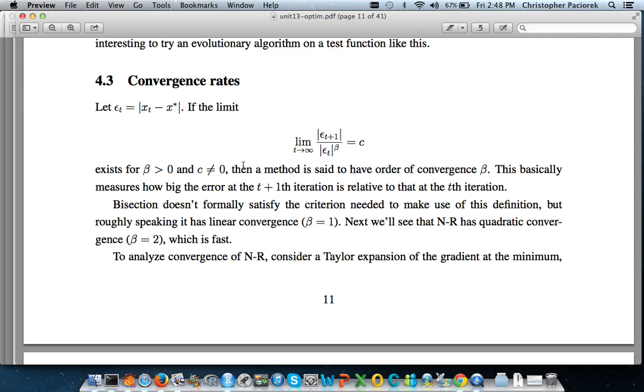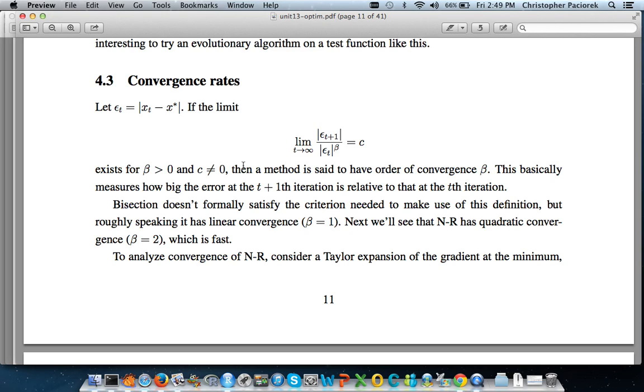Okay, so the idea is we want to look at what this limit is. Basically we're trying to say what's the relative value of epsilon t plus 1 to epsilon t. This is the error, the difference between the true value x, so I have to find it up here. Epsilon t is the difference between the true minimum that we're trying to find and x at iteration t, and epsilon t plus 1 is obviously the error at the x t plus 1th iteration. So what this is saying is, what's the ratio of the error at the next iteration to the error at the current iteration? And if that ratio converges to some constant c, then the order of convergence is this value beta.